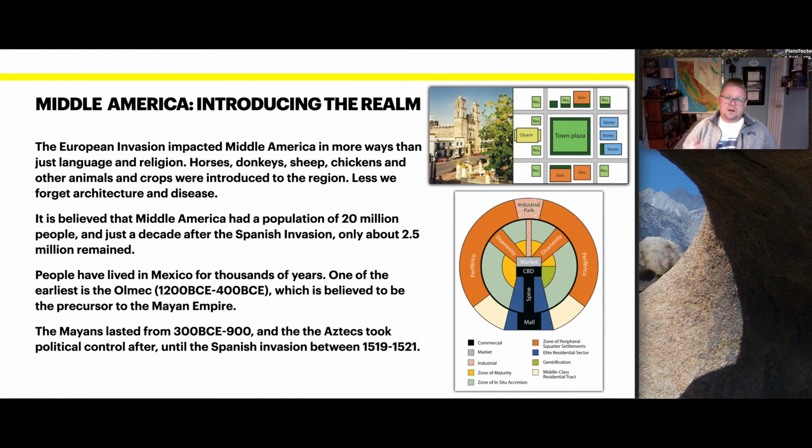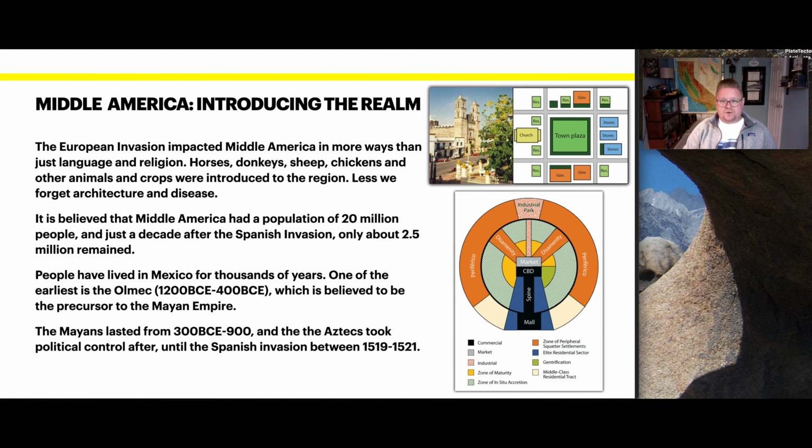Now, the European invasion impacted Middle America in more ways than just language and religion alone. They introduced horses, donkeys, sheep, chickens, and many other animals, as well as crops that were not native to this region. Now, lest we forget, things that were also introduced would have been architectural design and disease.